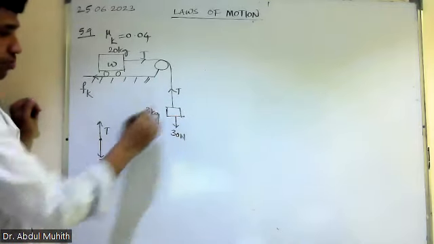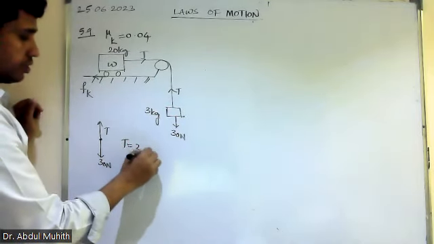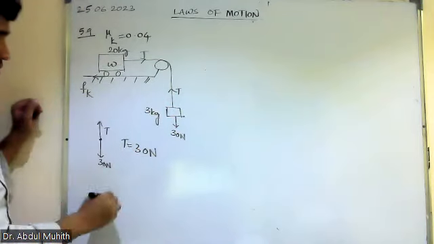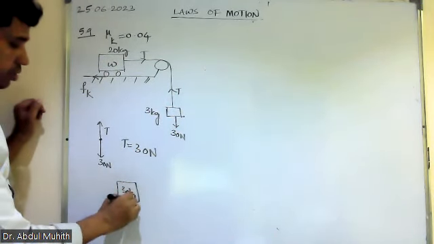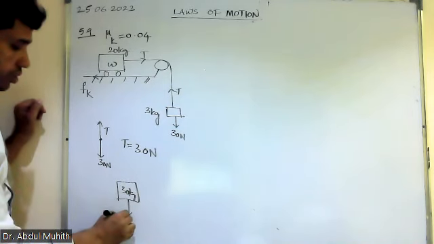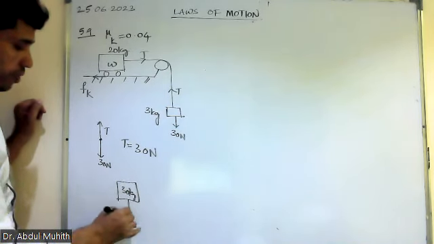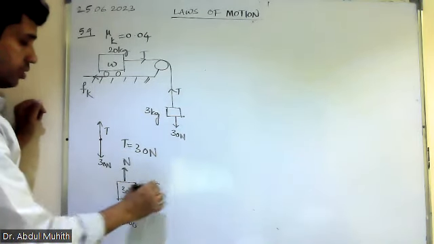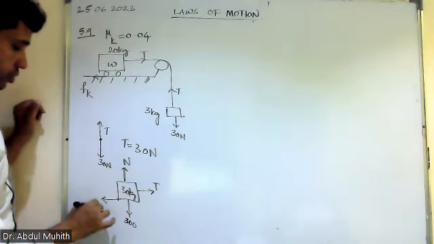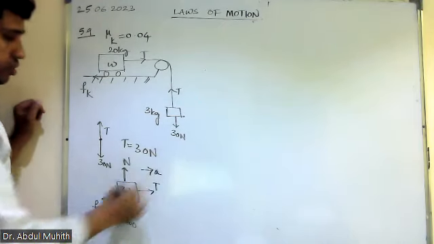So first we'll speak about this. T equal to 30 newton directly. This is a direct question. Coming to this one, this body is 30 kg. See here, the vertical downward force is mg, 30 into 10 will become 300. This is the normal reaction. This is the tension. This is the frictional force. And this is the acceleration.